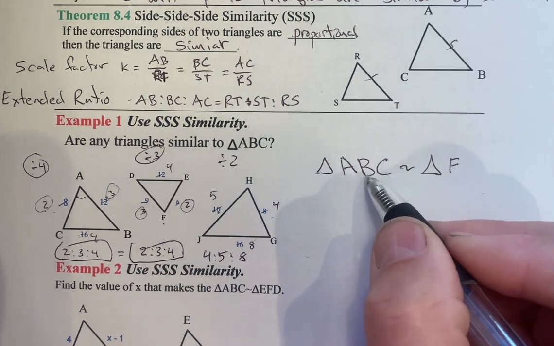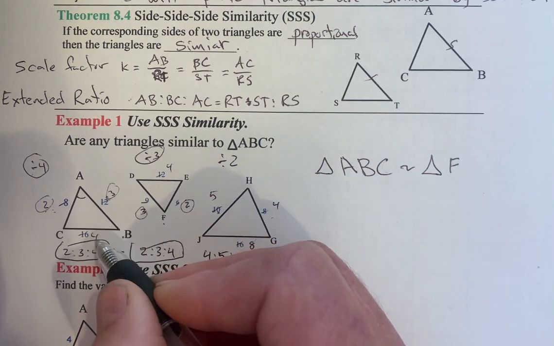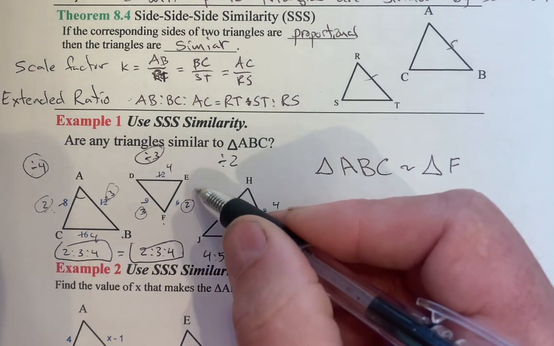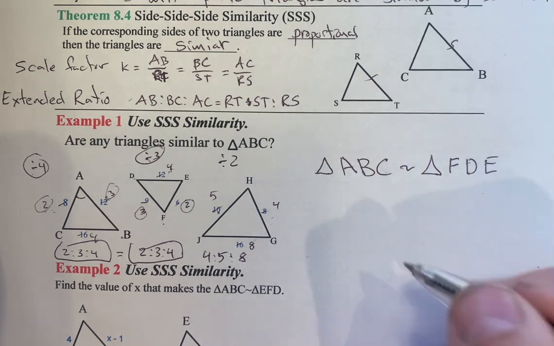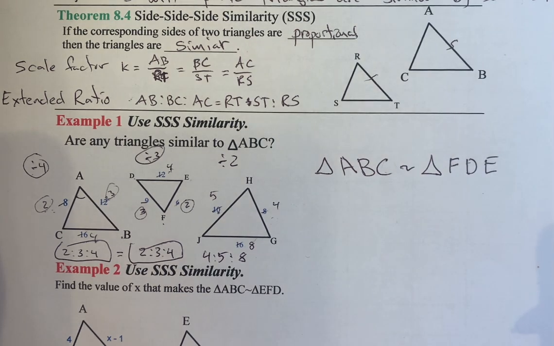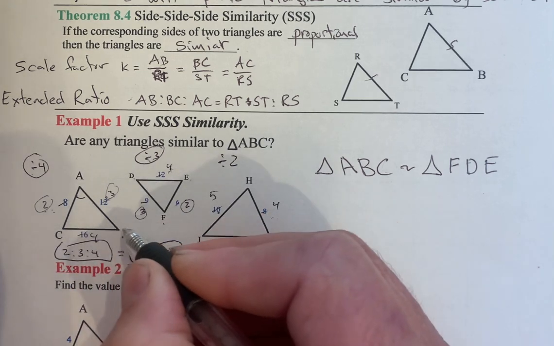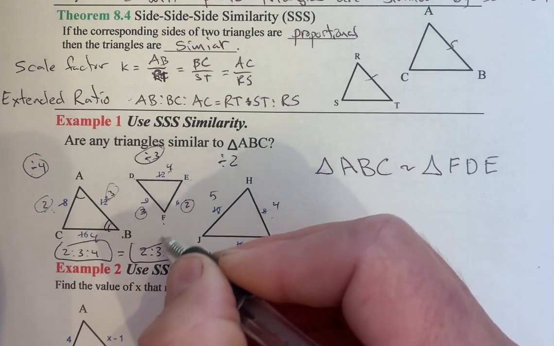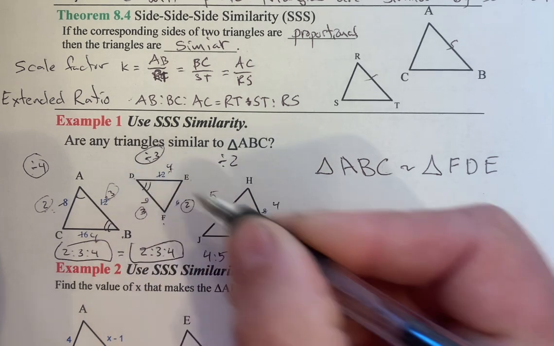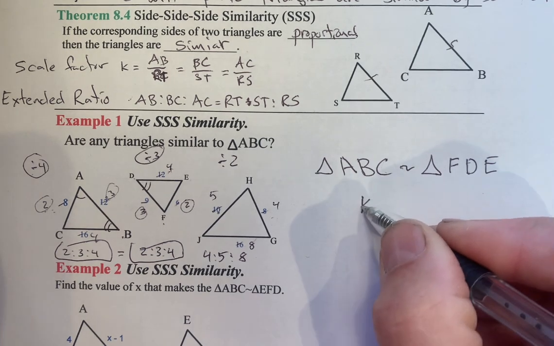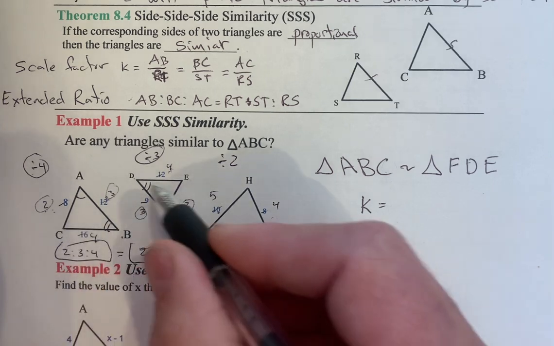And then if I look at B over here, it's in between the 3 and the 4. And if I look at 3 and 4 here, I have D. And then E would come next. So I could get those correspondences correct. Like that.